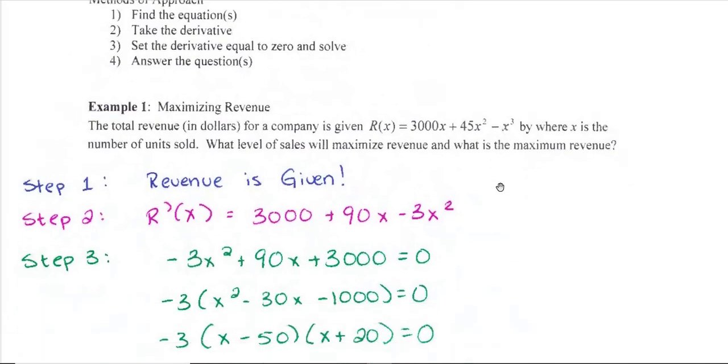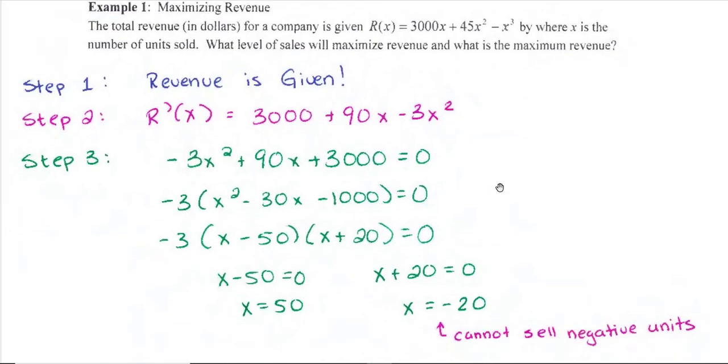So let's look at this first example here. The revenue in dollars for a company is given by 3,000x plus 45x squared minus x cubed, where x is the number of units sold. What level of sales will maximize the revenue, and what is the maximum revenue? So I'm looking for the level of sales. In other words, how many units do I need to sell to maximize the revenue? And when I sell that many, what is the maximum revenue I would get?